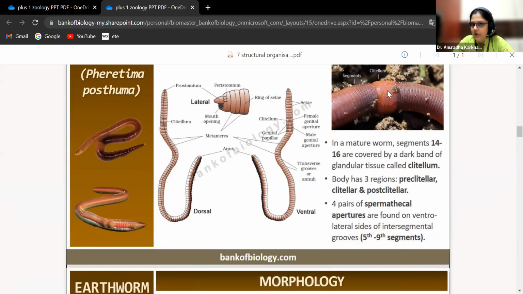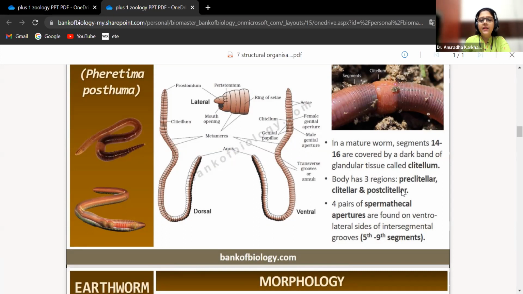So this particular band is called what? Clitellum. Important point. The body has three regions: pre-clitellar region, clitellar region, and post-clitellar region. As simple as that. Where the clitellum is, that is the clitellar region. The one before is pre-clitellar, the one after is post-clitellar. I don't think this is difficult to remember. Where is the clitellar region? 14 to 16. That means segments 1 to 13 are pre-clitellar, and after 16, meaning 17 onwards, are post-clitellar. Correct? Yes. Four pairs of spermathecal apertures.